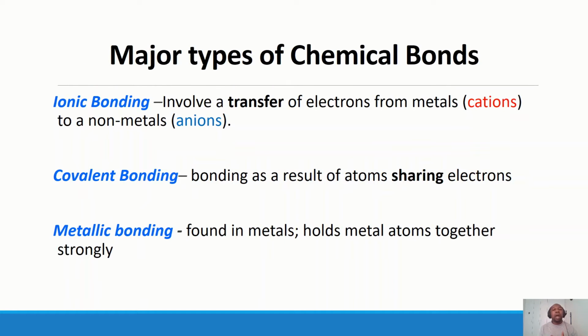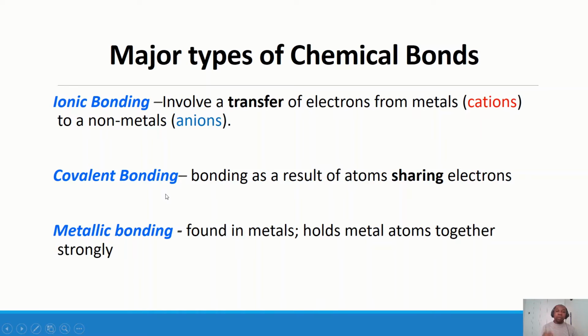So we have 3 major types of chemical bond. The first one is ionic bond. Ionic bond is a result of transfer of electrons from a metal to a non-metal. If you remember in our previous lecture, we discussed cations. Cations means you are losing electrons, you are giving out electrons, and anion means that you are gaining electrons. That means the electron that is lost by the metal is going to be gained by the non-metal. So when you have a compound like that, they're going to form what we call ionic bonding.